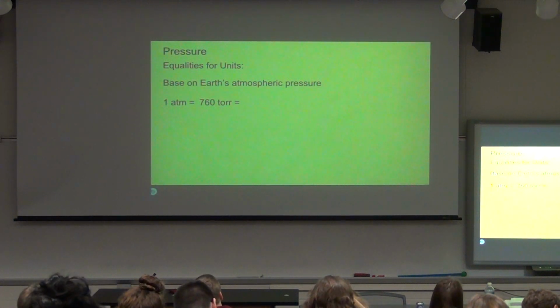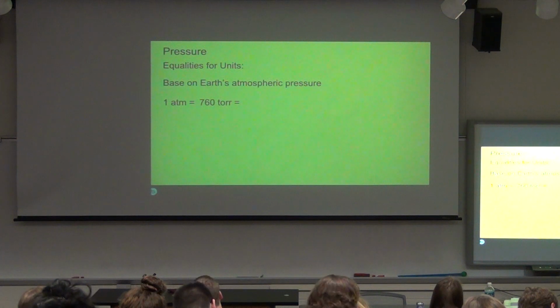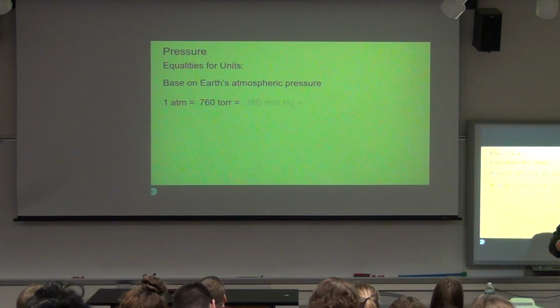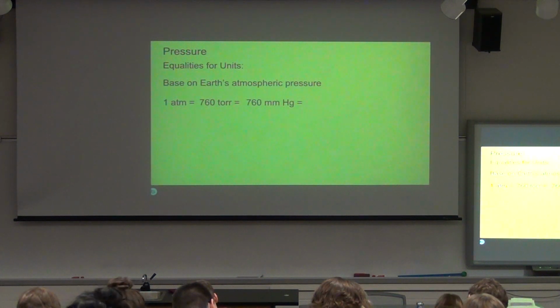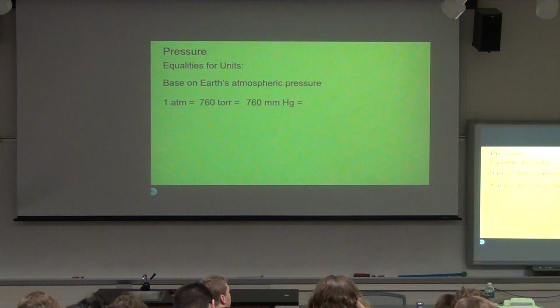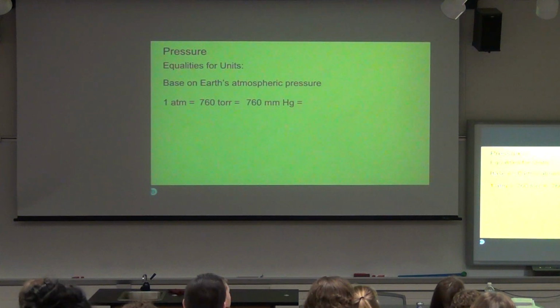So I'm going to write that one down. 1 atmosphere equals 760 torr. That also is equal to 760 millimeters of mercury. So a torr and a millimeter of mercury are the same amount. They're equal to each other.